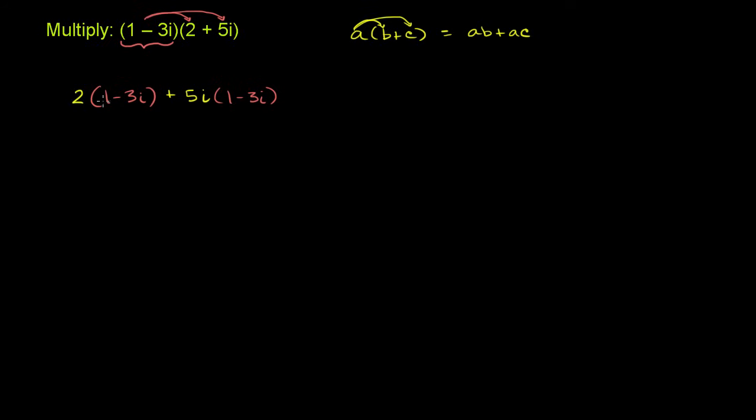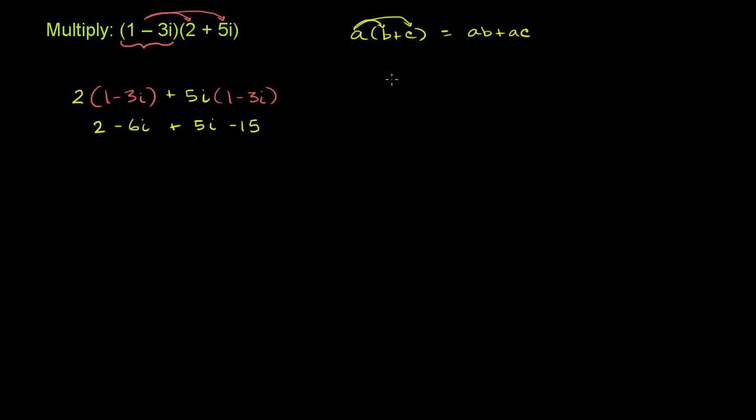I have a 2 now times 1 minus 3i. I can distribute it. 2 times 1 is 2. 2 times negative 3i is negative 6i. And over here, I'll do it again. 5i times 1 is plus 5i. And then 5i times negative 3i. So let's be careful here. 5 times negative 3 is negative 15. And then I have an i times an i.